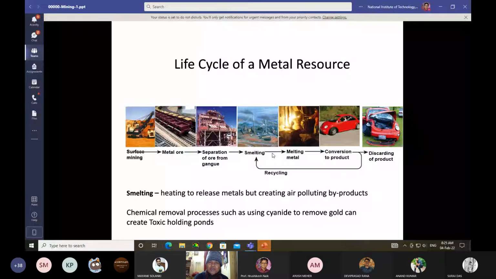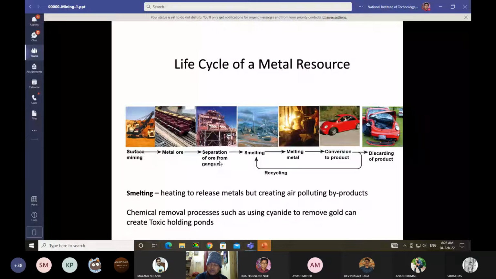Smelting, there is a smelter plant in Rourkela Steel Plant also. After mining iron ore, for example, this iron ore contains gangue particles. Gangue means waste materials. So you have to separate the gangue particles from the iron ore, and you'll get the pure iron. And after getting the pure iron, then it will be smelted.